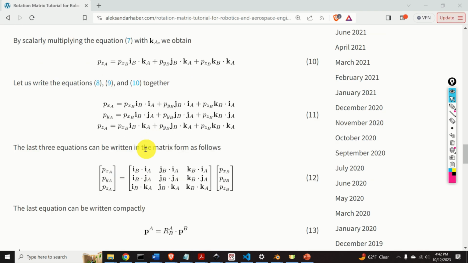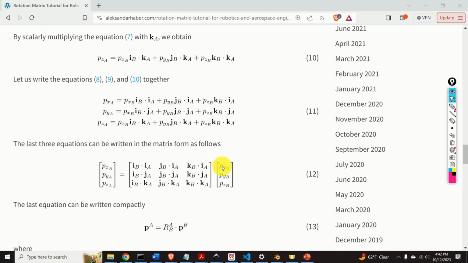This equation can be written in the matrix form. Here it is. What did I do over here? I simply took Pxb, Pyb, and Pzb, and I grouped them in this vector. And over here I took the left-hand side and I wrote the left-hand side as a vector. As the result, we obtain this matrix.